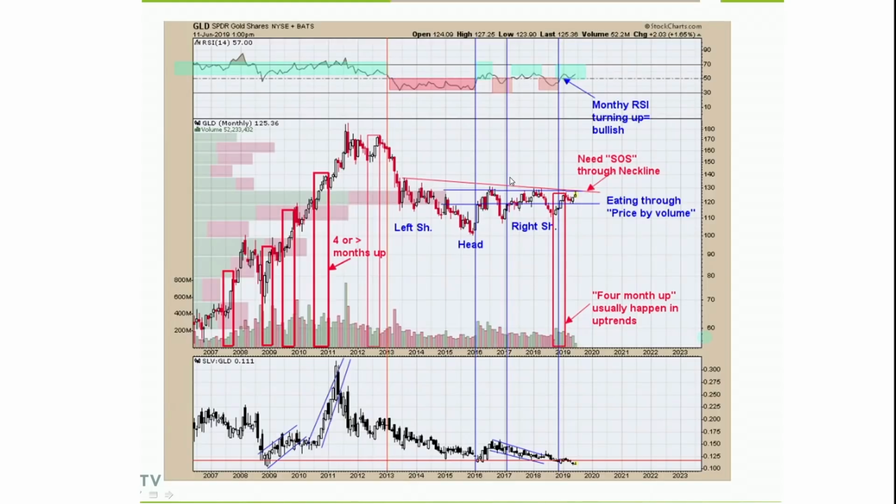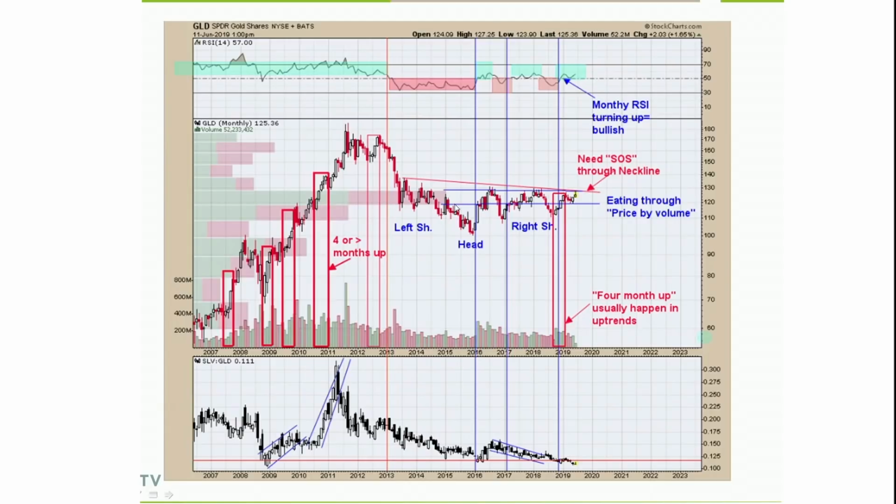You can see where the neckline lies is around 130 here. And we put another chart on here, this chart over here. These lines are price by volume. In other words, this was where all the prices were. It was basically between 120 and 130, going back to 2007. That was where most of the price congregated, right at this 120 to 130.